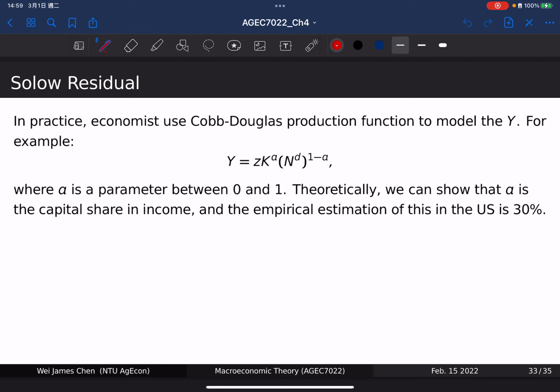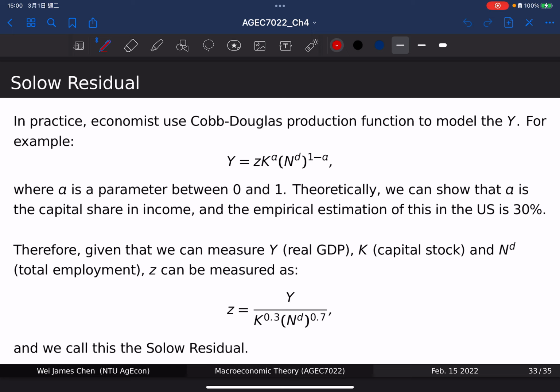In practice, in terms of empirical study, economists usually use the so-called Cobb-Douglas production function to model this Y, the production function. You probably recall this from micro, that the so-called CD production function looks something like this: K to the power of alpha and ND to the power of 1 minus alpha. Here, alpha is a parameter between 0 and 1. The economic interpretation of this alpha is the so-called capital share in income, or basically how much production is attributed to capital, in terms of percentage. The empirical estimation of this in the US is 30%. That means alpha is 0.3.